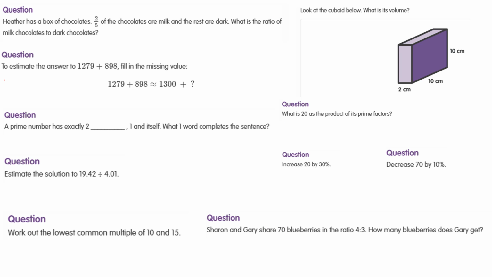Okay, I'm just going to go through the questions where you got less than 50% correct. So here it goes. Heather has a box of chocolates. 2/5 of the chocolates are milk and the rest are dark. What is the ratio of milk chocolates to dark chocolates?